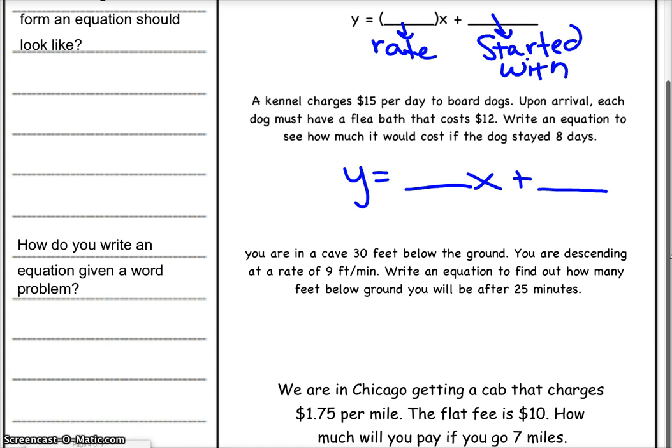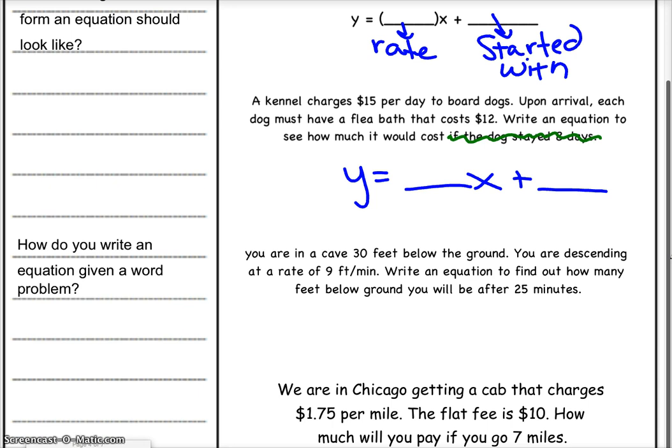A kennel charges $15 each day to board dogs. Upon arrival, a dog must have a flea bath that costs $12. Write an equation to see how much it would cost if the dog stayed 8 days. We don't need to know this part. Let's just see how much it would cost.